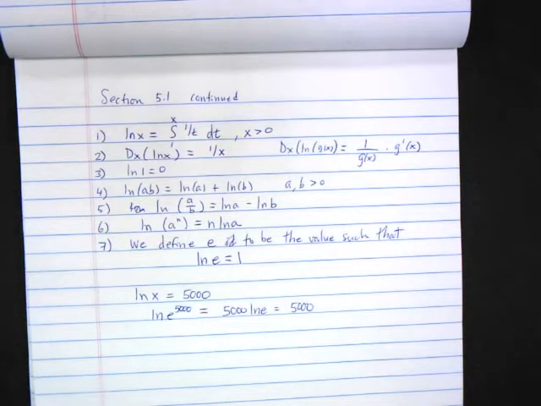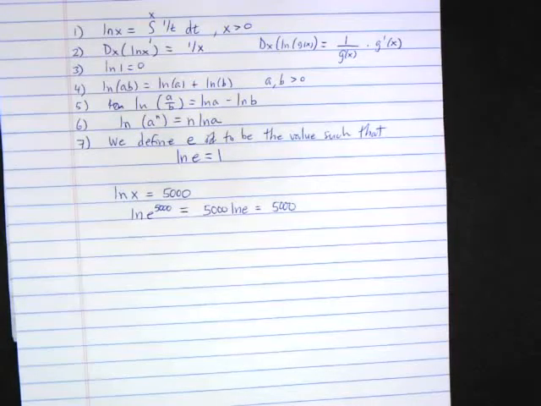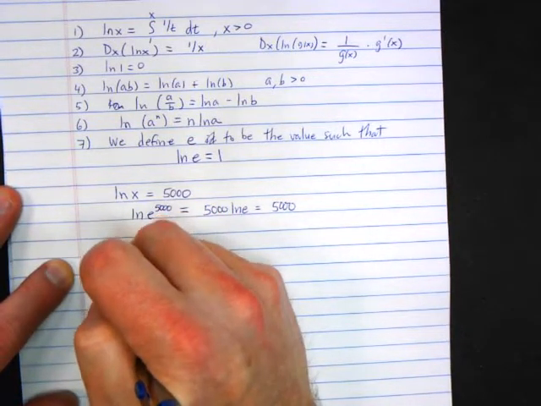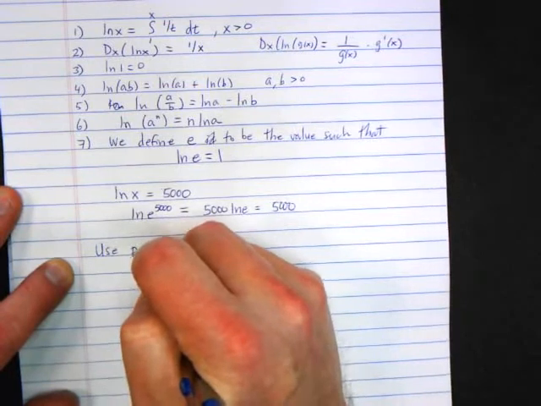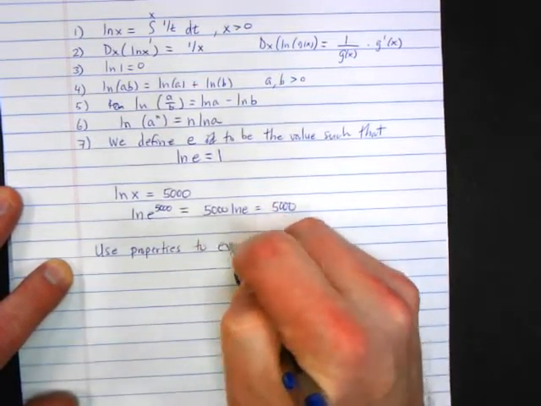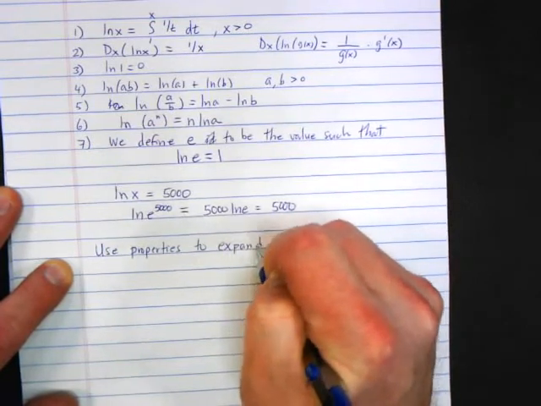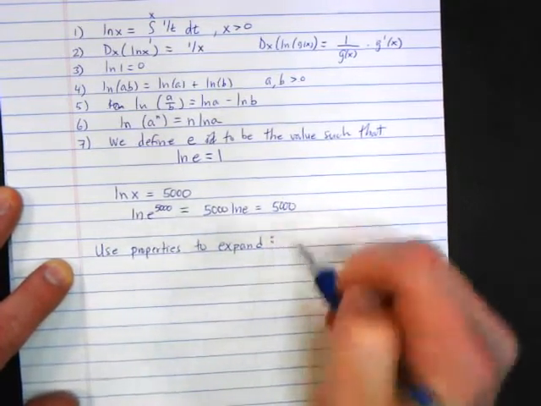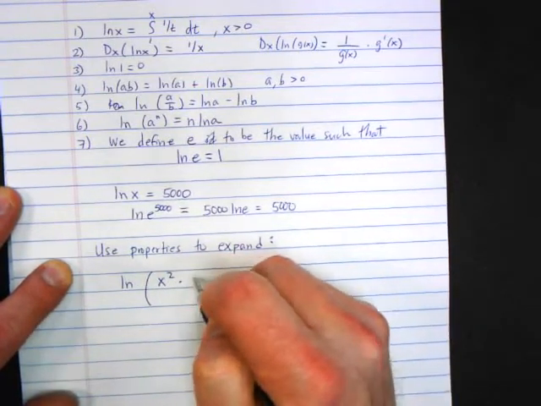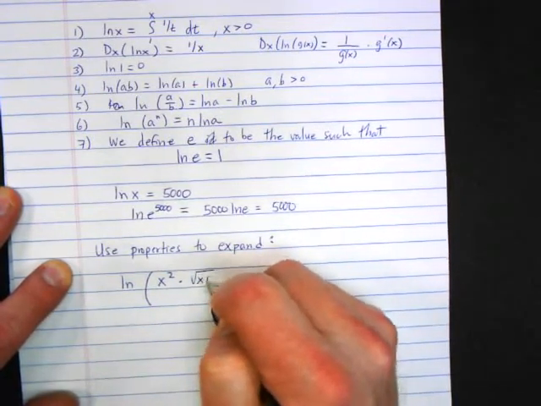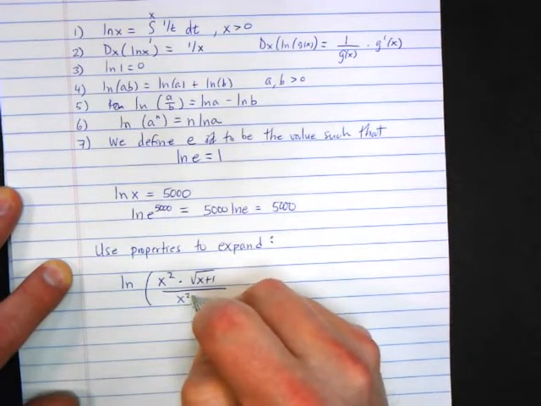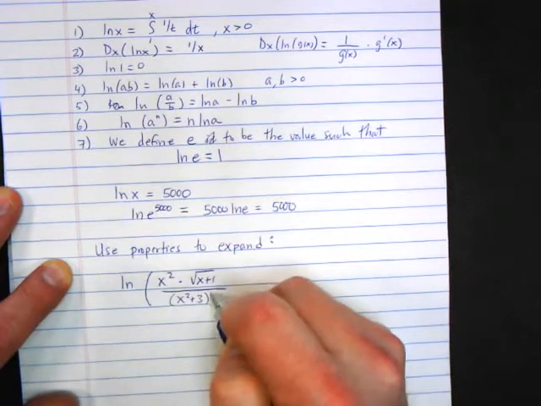Okay, so what we're going to do here is we're going to do some properties of logs. We're going to use them. So something you might see is like use properties to expand. And we might have something like ln of x squared times square root of x plus 1 divided by x squared plus 3 to the 5th.